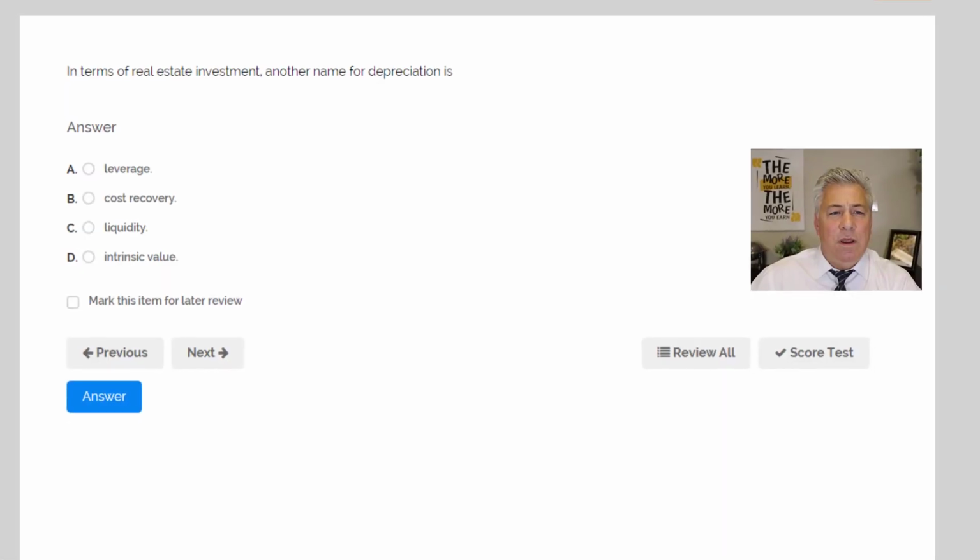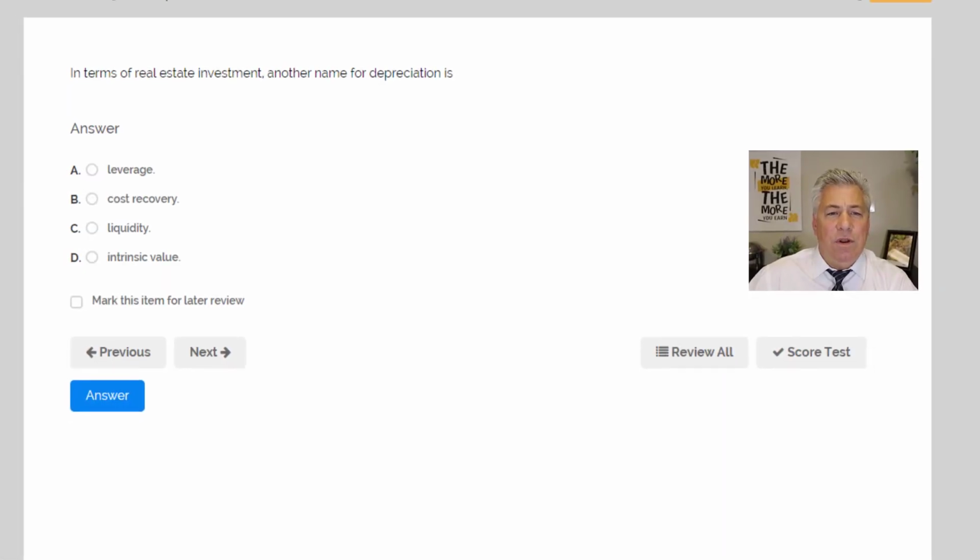Question number 1. In terms of real estate investment, another name for depreciation is: A, leverage; B, cost recovery; C, liquidity; and D, intrinsic value.